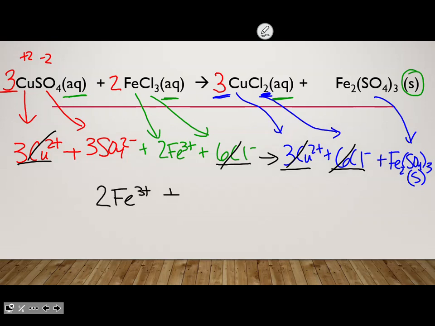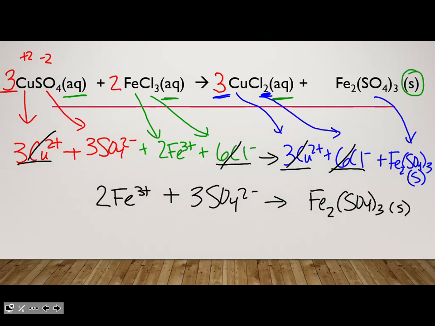2Fe3+ plus 3SO4 2-, and we get Fe2(SO4)3 with your S. Then we finish it up by inserting our little AQs by our ions. Saves us a little time. We don't have to write it all through the complete. We just write it in the net at the end.